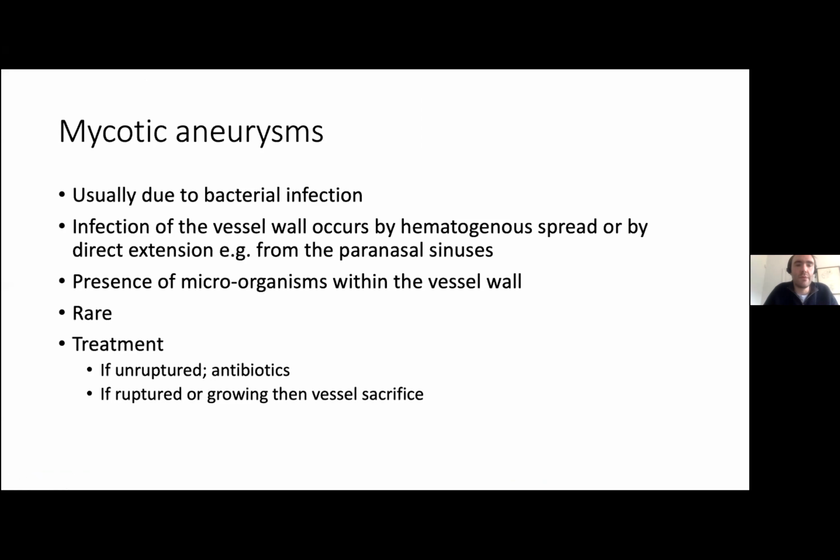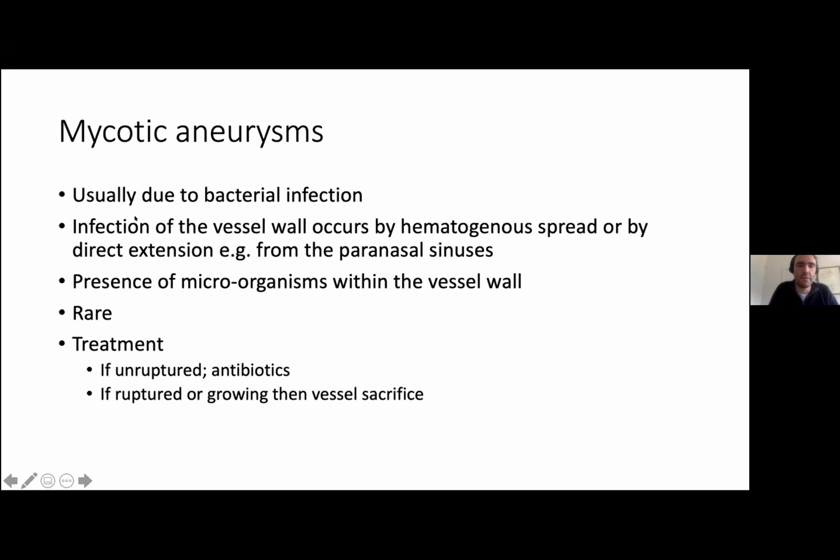So now I was going to talk a little bit about mycotic aneurysms. Mycotic aneurysms are, again, pathologically different to all the other aneurysms I've spoken about. It's a bit of a misnomer to call them mycotic aneurysms because they're very rarely caused by fungus. I think I read in a paper somewhere that the reason they call them mycotic is because they have a mushroom shape to them, which I'm not sure about. It's caused by infection of the vessel wall.